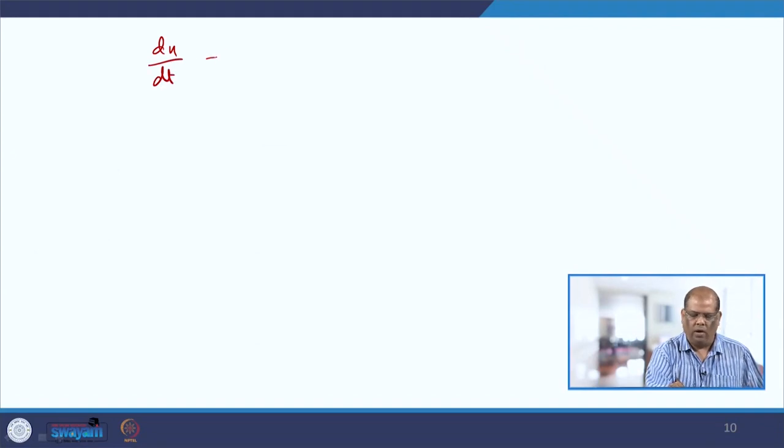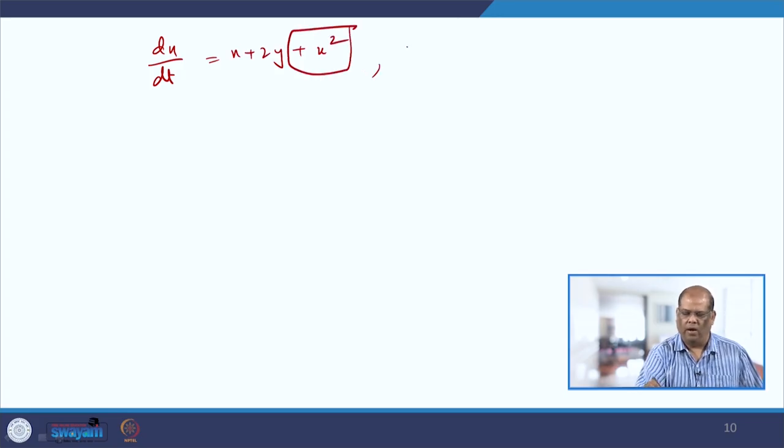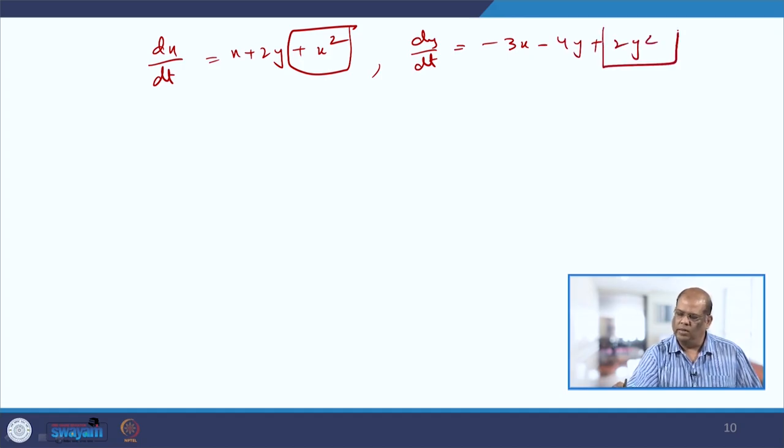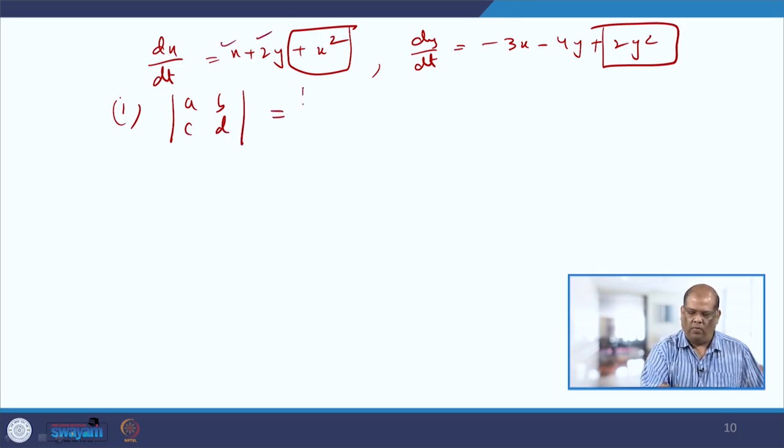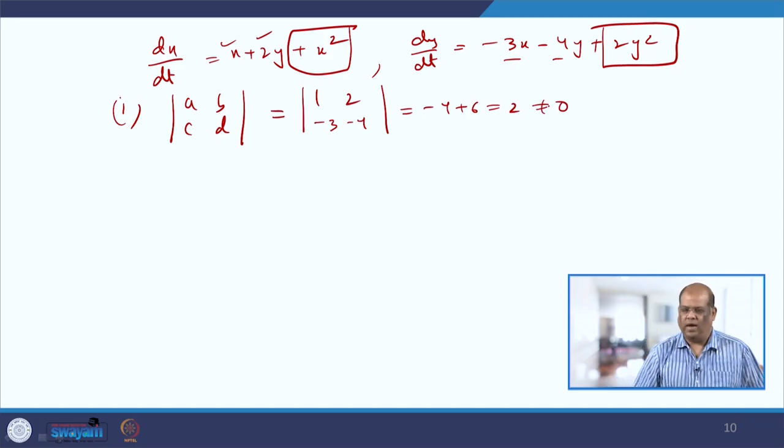So, you have dx/dt equal to x plus 2y plus x square. This is your nonlinear part. dy/dt equal to minus 3x minus 4y plus 2y square. Again, this is your nonlinear part. So, the first property is A, B, C, D: A, B is 1, 2, C, D is minus 3, minus 4, and this is minus 4 plus 6, it is 2. So, it is not equal to 0. So, the first property is satisfied.